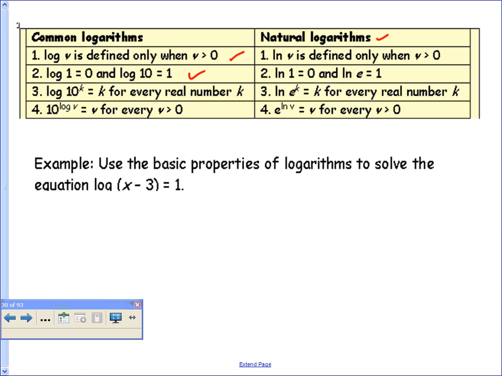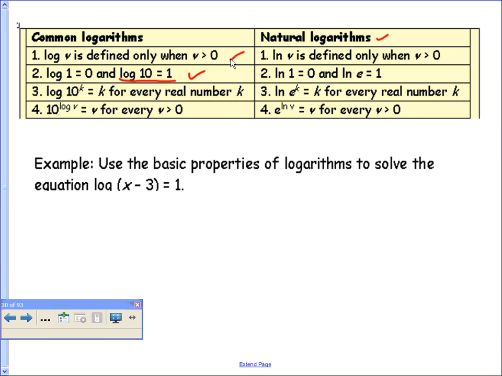So I'm just going to go over 1 here. It says that the log of 1 is equal to 0. And that's something you can memorize. The reason for that is because if you look at your base of 10 raised to the 0 power, anything raised to the 0 power is always 1. And then, of course, the log of 10 is always 1. And that's because 10 raised to the 1 is equal to 10.